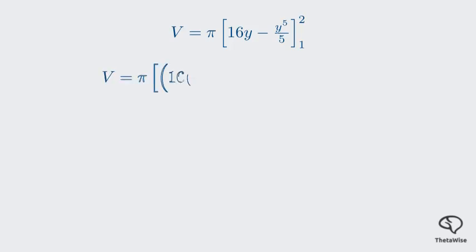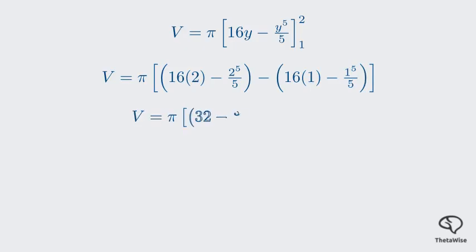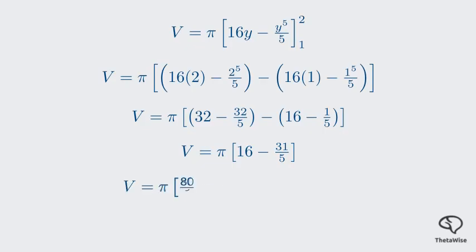Now let's complete the calculation using the washer method. The integral of 16 with respect to y is 16y, and the integral of negative y to the 4th is negative y to the 5th over 5. We evaluate this from 1 to 2. Substituting our limits of integration gives us pi times the quantity 16 times 2 minus 2 to the 5th over 5, minus the quantity 16 times 1 minus 1 to the 5th over 5. This simplifies to pi times 32 minus 32 over 5, minus 16 plus 1 over 5. Combining the fractions, we get pi times 16 minus 31 over 5. We find a common denominator, which is 5. So we have 80 over 5 minus 31 over 5, which equals 49 pi over 5.